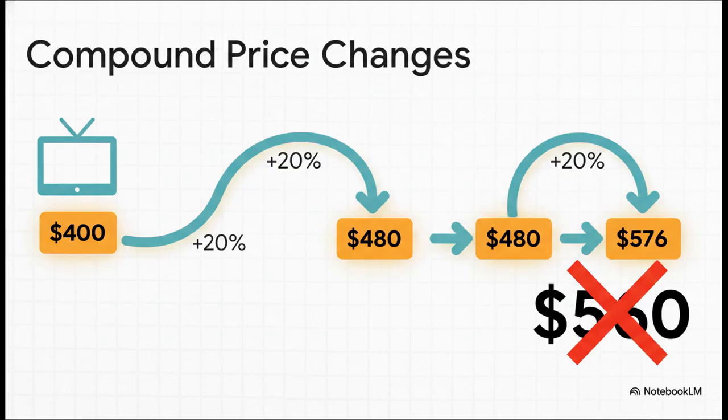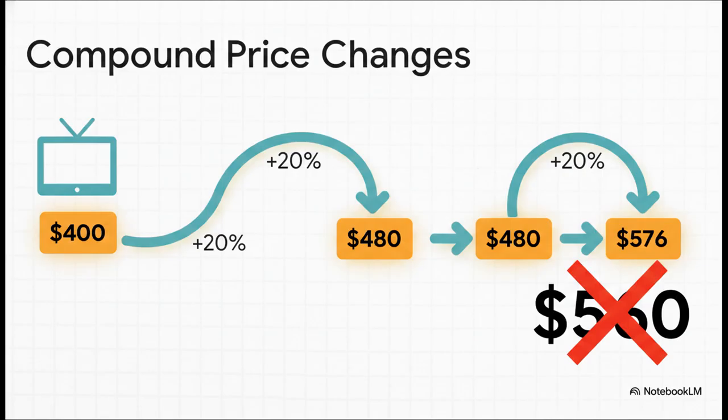Let's jump back to that $400 TV. That first 20% price hike is based on the original $400, right? So we add $80, bringing the price up to $480. But here is where people get trapped. That second 20% increase is calculated on the new denominator of $480, not the original 400.